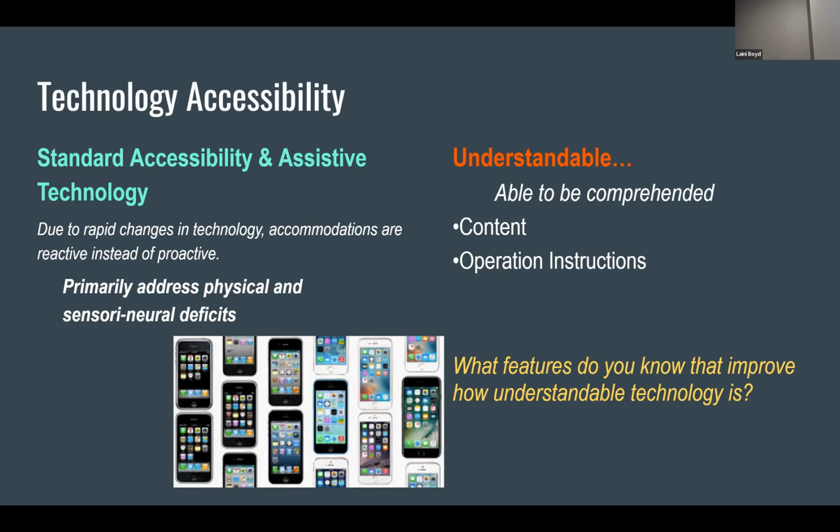That's the operation instructions. That's knowing how to use it. I can't just pick it up and go, oh, I know how to use this thing. So do any of you know any features of technology that make it easier to understand either how to use it or how to access the content? If you go to a website or get an app, is there anything that tells you how to use it that makes it easier?